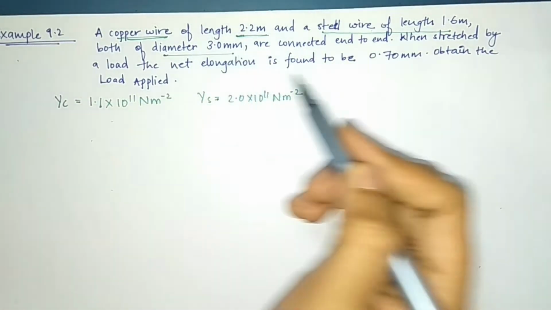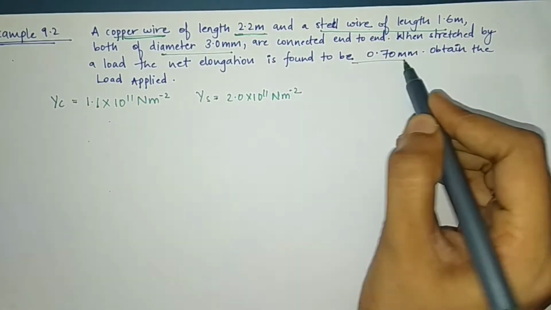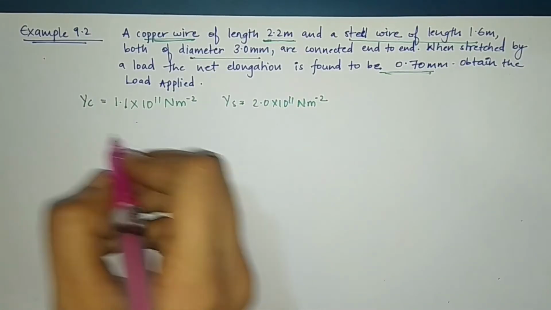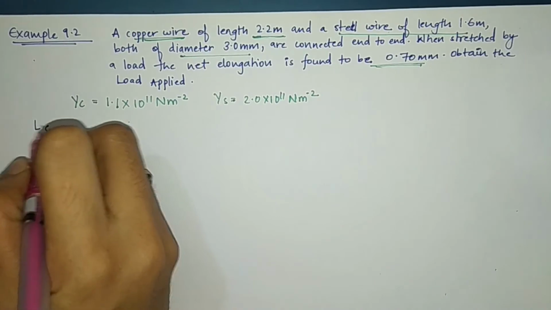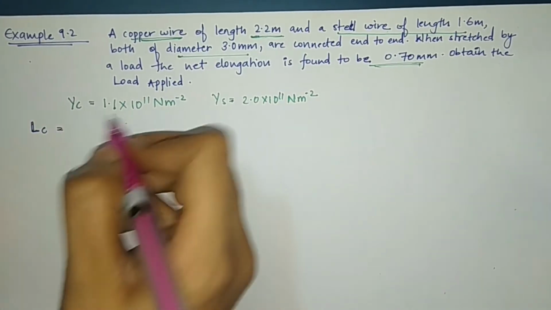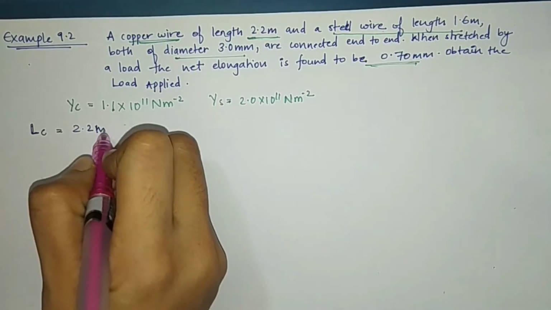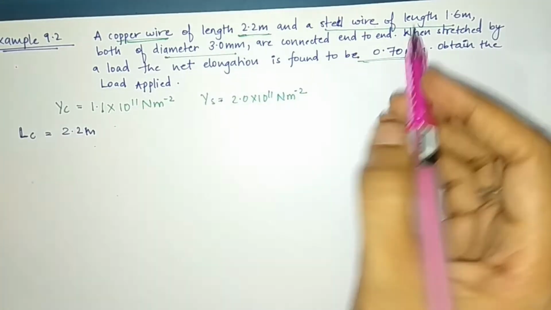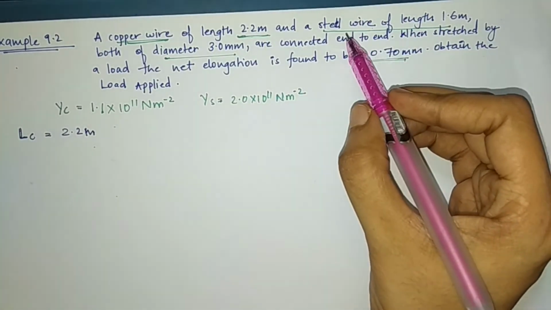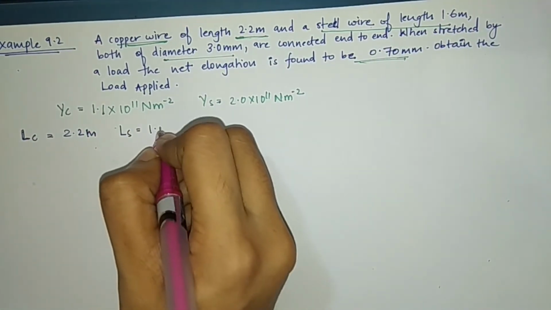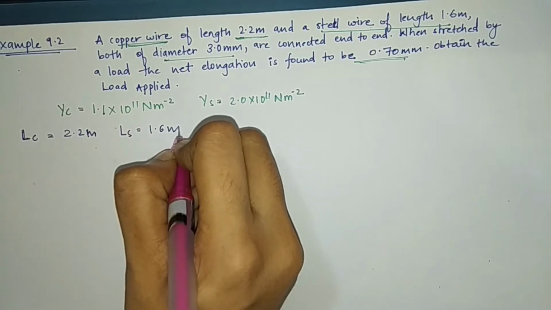Next is the diameter and the net elongation. Okay, so let's write it down. Copper wire length I'll denote by LC. Copper wire length is given as 2.2 meter. It's in SI unit of meter, so no need of conversion. Next is the steel wire length. I'll denote it by LS, which is equal to 1.6 meter.